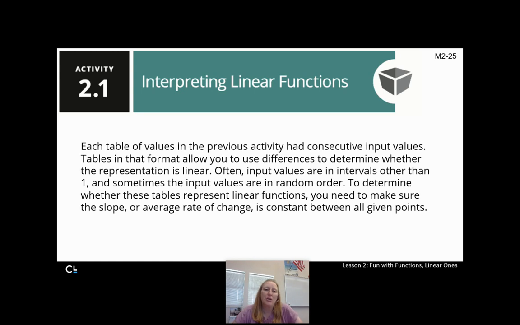So to determine whether or not these tables represent linear functions, you need to make sure that your slope or average rate of change is constant between all given points. You can't just check one set, you have to check all of them. And you have to use the full slope or average rate of change, where you subtract your y values on top and you subtract your x values on the bottom. You can't just use the y values. You need to make sure that you're doing your y values on top and the difference of your x values in the denominator, because it's no longer just in order anymore. So we've got to be a little more thorough and a little more careful.